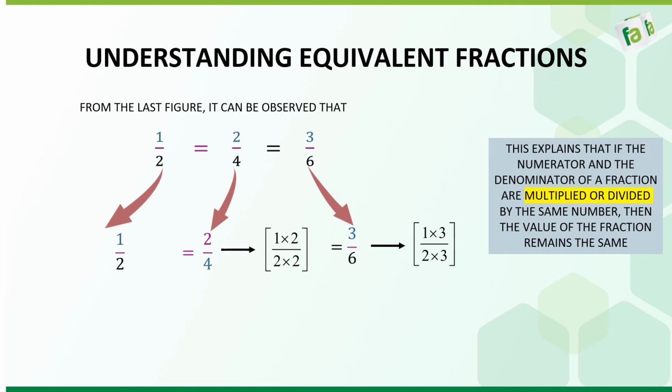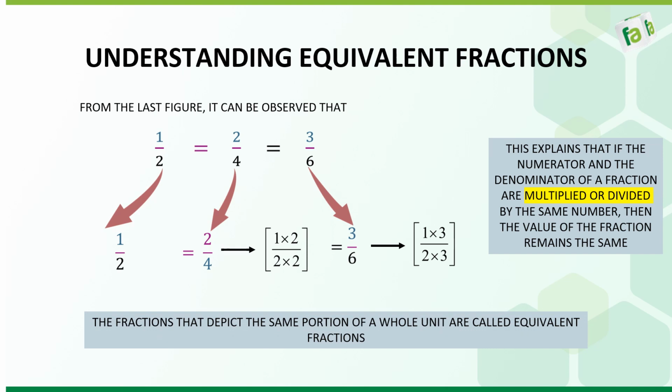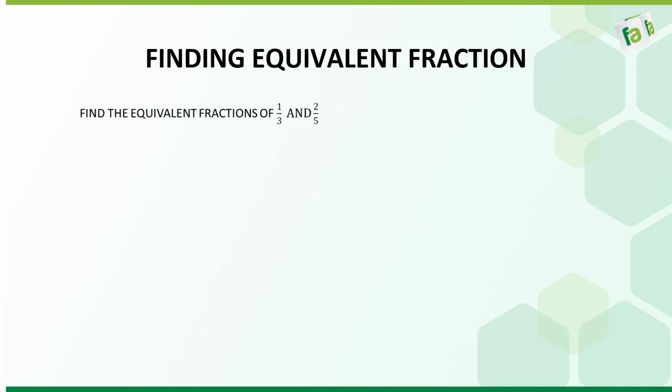This explains that if the numerator and the denominator of a fraction are multiplied or divided by the same number, then the value of the fraction remains the same. The fractions that depict the same portion of a whole unit are called equivalent fractions. Now find the equivalent fractions of 1 by 3 and 2 by 5.